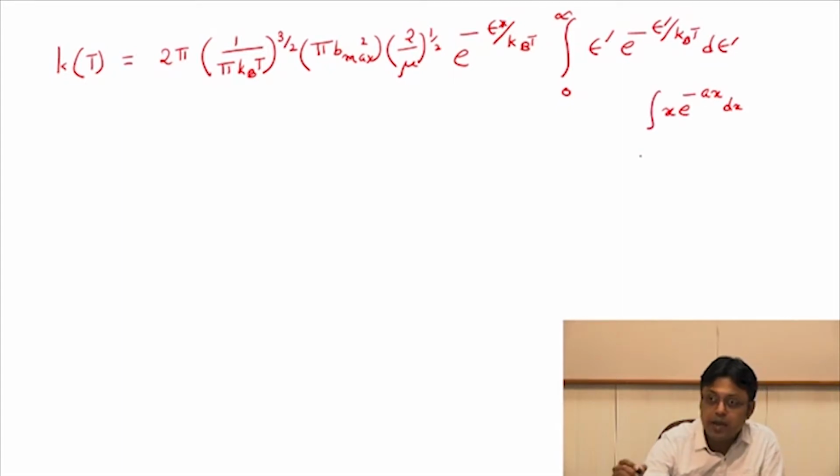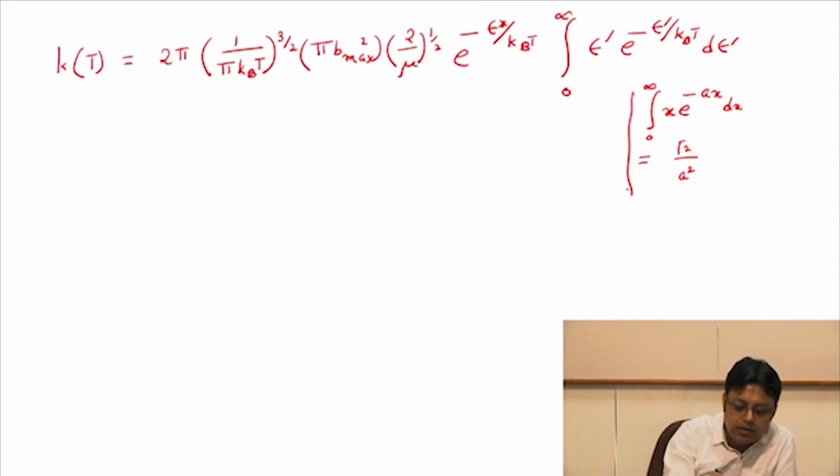So it is x to the power n minus 1. So x is nothing but x to the power 2 minus 1. So it will be gamma 2 by a to the power 2. And here a is 1 by kBt, remember. So the value of the integral will be gamma 2, which is nothing but 1 times gamma 1, which is just 1, and it will be just a square.